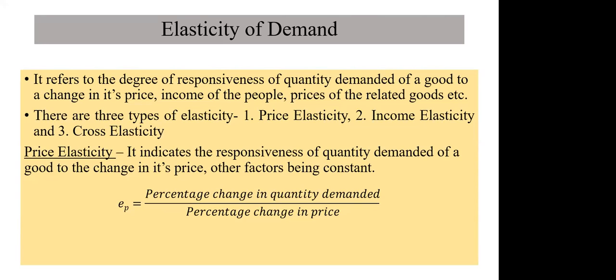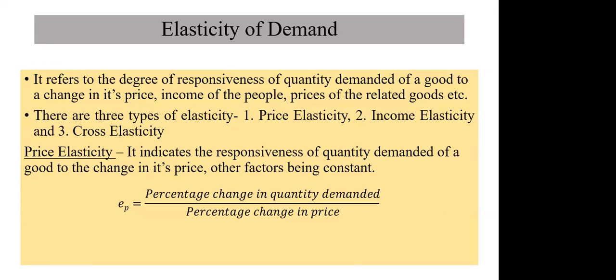So there are three types of elasticity. One is called price elasticity, which is basically with a change in the price. Whenever we say elasticity of demand, we generally refer to this particular price elasticity. The second one is income elasticity, and the third one is cross price elasticity or cross elasticity. So first we'll discuss the most important one, which is price elasticity.